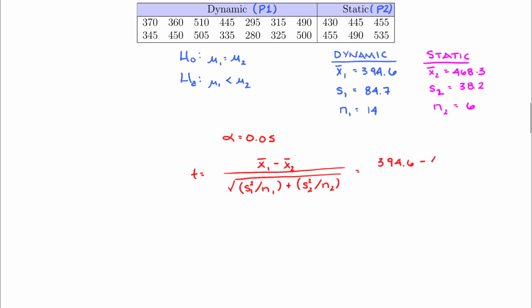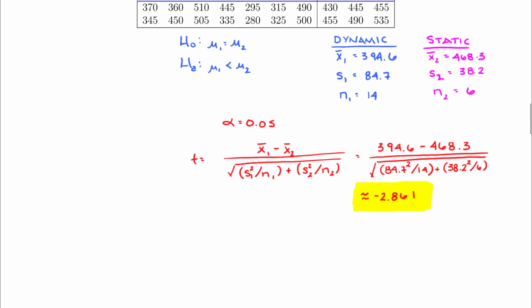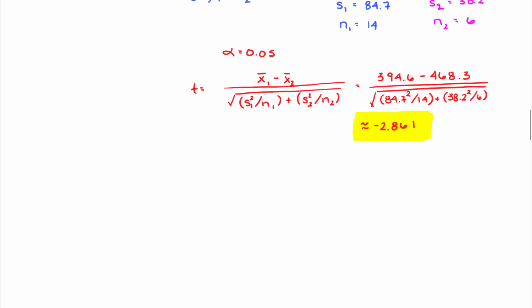394.6 minus 468.3 divided by the square root of 84.7 squared divided by 14, plus 38.2 squared divided by 6. When you type this in, we find that our value is approximately negative 2.861. So there's our value for t. And we'll need that when we're doing the analysis of whether to accept or reject the hypothesis.